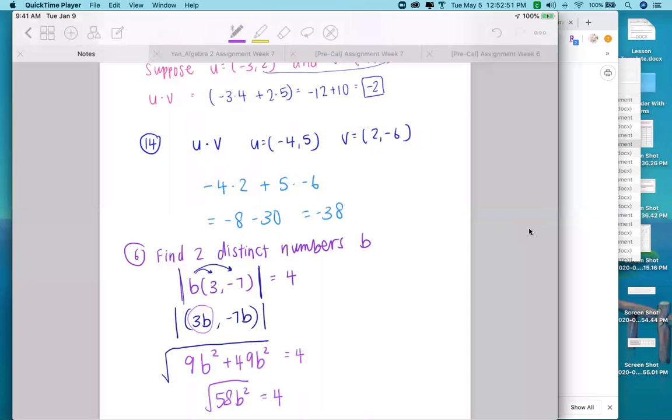Okay, almost done. What do you think we have to do? The square root and the square cancel with the b, right? Only if 58 is a perfect square. Okay, so what do we have to do if we can't cancel it out like that? We still have to get rid of the square root. We can square both sides, and then the square and square root cancel out. So we have 58b squared equals 16.